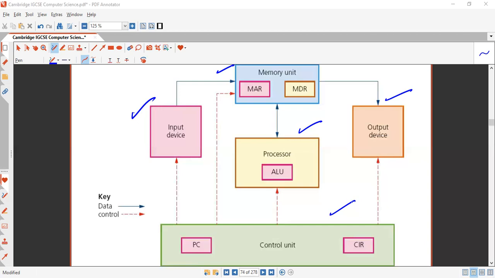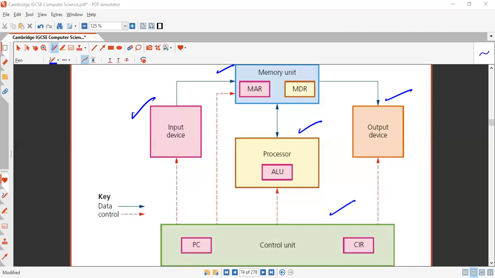Okay, so now it's the flow of the data. The flow of the data is from the input device. The input device gives the input. It comes to the memory unit. Now there are two registers again, MAR and MDR. MDR may also be known as the MBR.